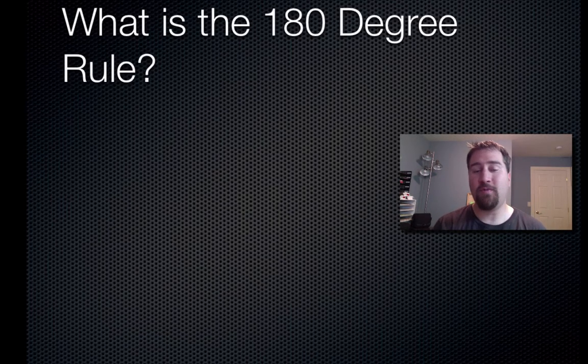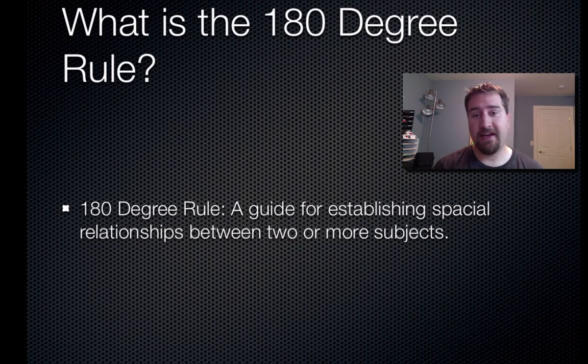All right, the final one, what is the 180-degree rule? The 180-degree rule is a guide for establishing spatial relationships between your subjects. It helps you know where to put your camera whenever there's action involved. Now, when there's action on screen, the cameras need to have a rule showing where they're going to be, or else your viewers are going to be confused.